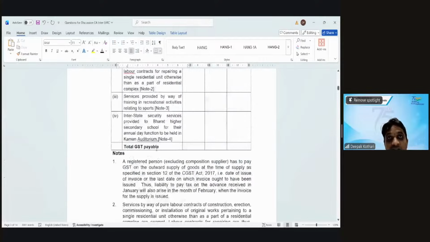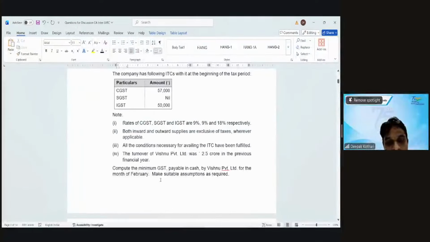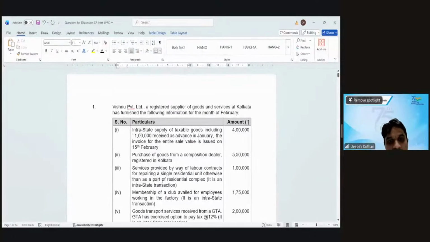Then the second point: you are taking purchase of goods from a composition supplier. On this, will we have any credit? Everybody has said no credit, but we have to mention an explanation. ITC is not available in case of supply of goods where tax has been paid under the composition scheme. So no ITC in this case. Then go back to the third point. You have to go up and down.